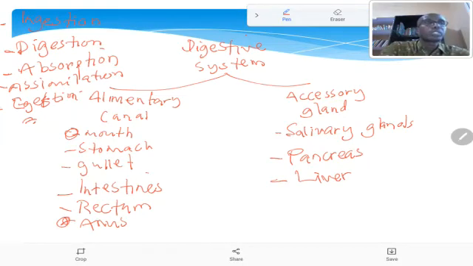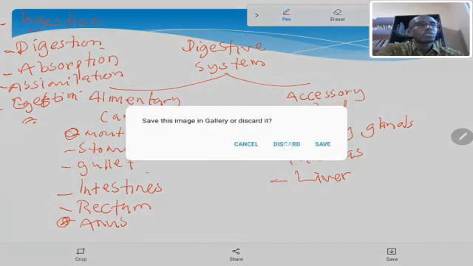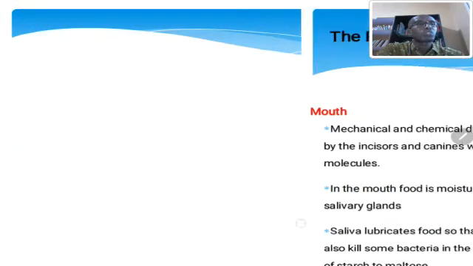So in that case, we can say the digestive system has two functions: digesting food and absorbing it, and also removing wastes produced during digestion from the body. This table I'm going to show you will remind you of the different parts of the digestive system. Today we're going to talk about the process of digestion.